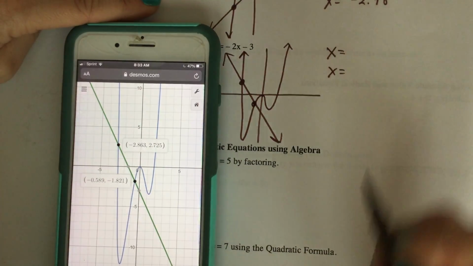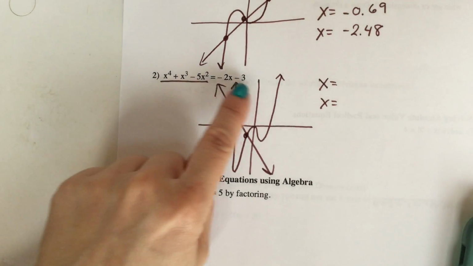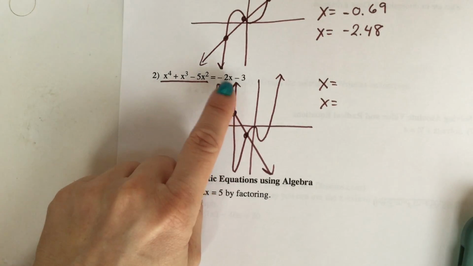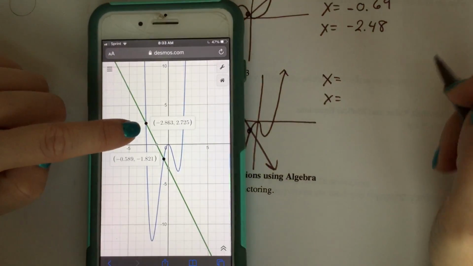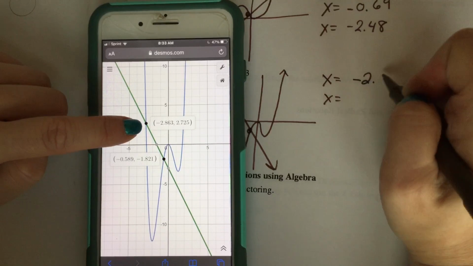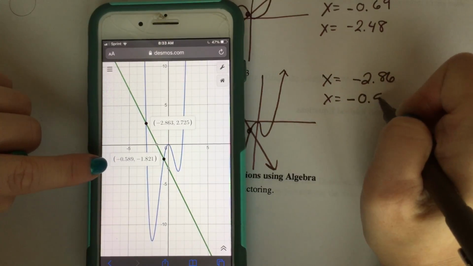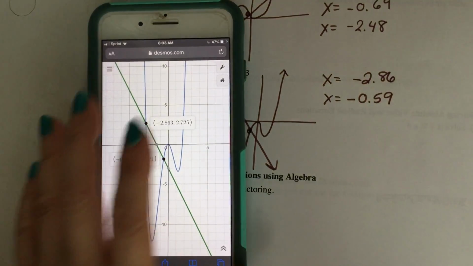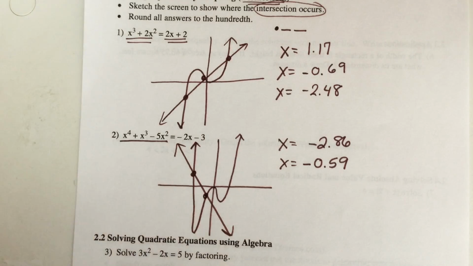Your solutions are the x values, because what we're doing here is figuring out what values of x could I put into here to make both sides have the same value. Well, one of those is negative 2.86. Another one is negative 0.59. Okay, so that is what you need to be able to do for Chapter 2, Section 1.